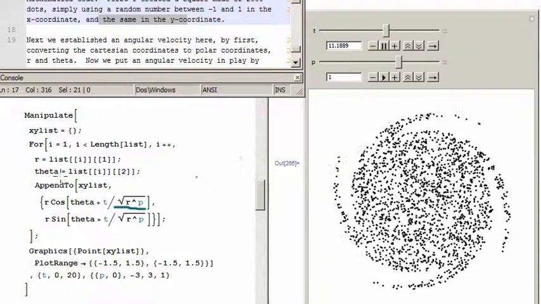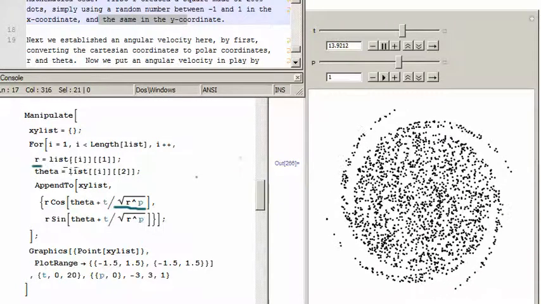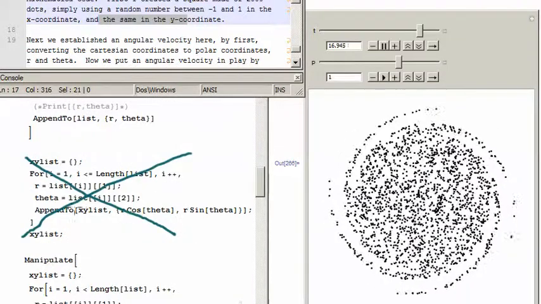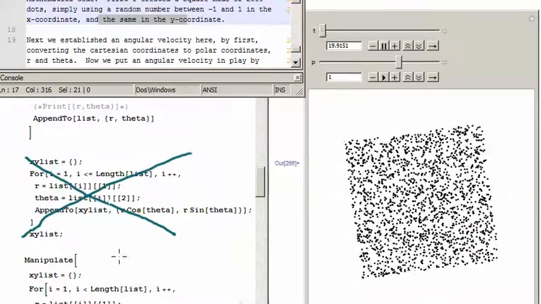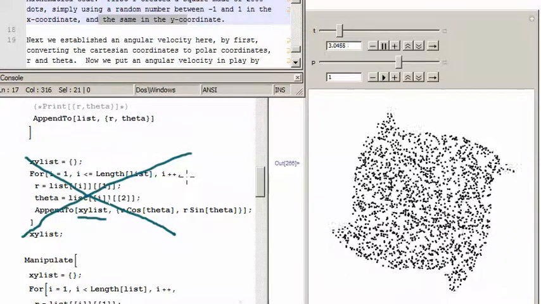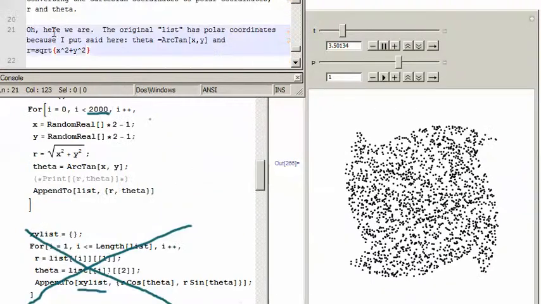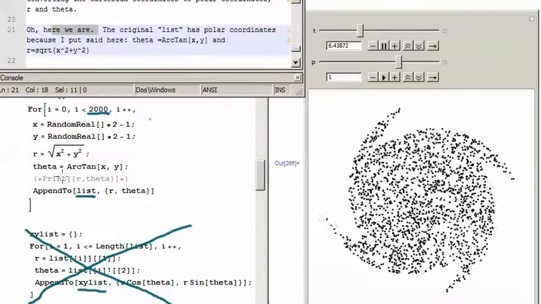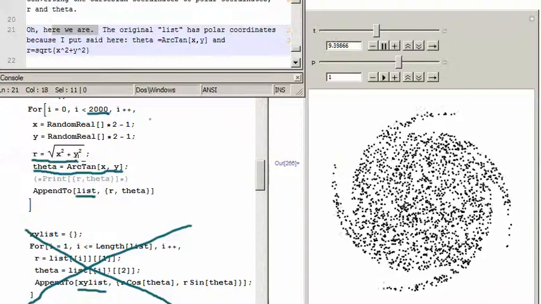Next, we established an angular velocity by first converting the Cartesian coordinates into polar coordinates. Let's see, r and theta are given, oh wait, did we do it back here? I crossed that out, but I shouldn't have, because it took that list over here and turned it into another list. I just misnamed it. Oh, here we are. The original list had polar coordinates because I said here theta equals arctangent of x, y, and r equals square root of x squared plus y squared.